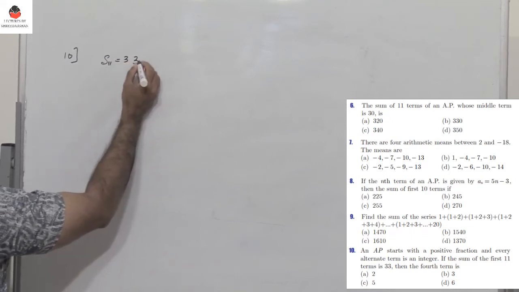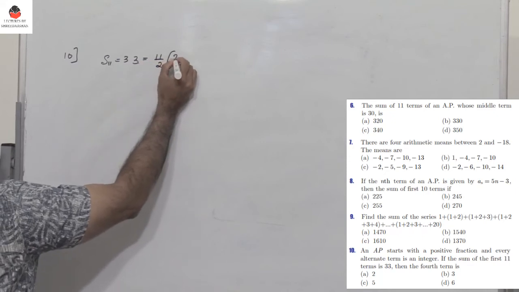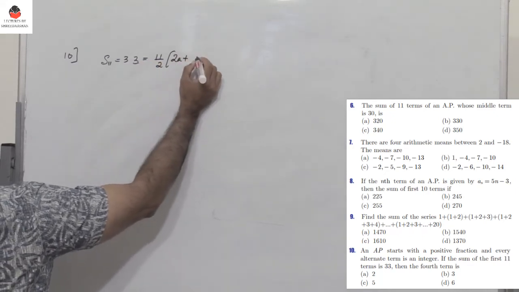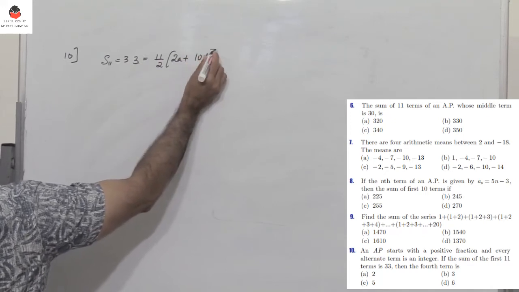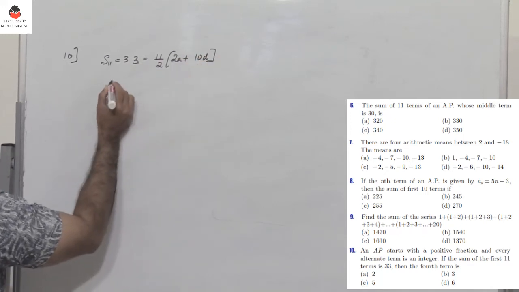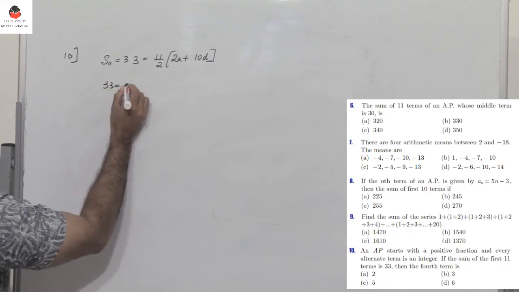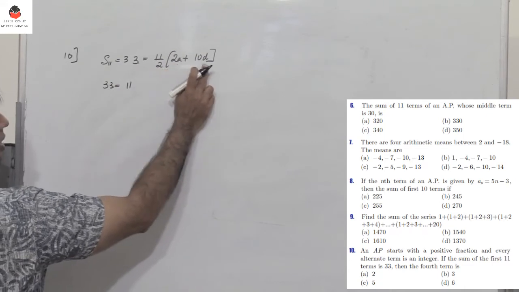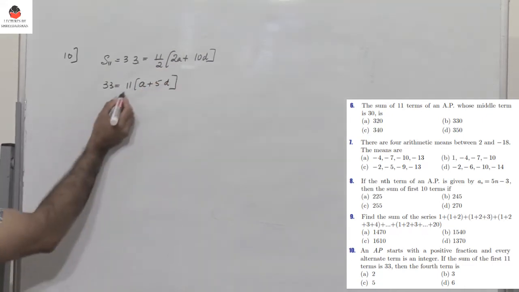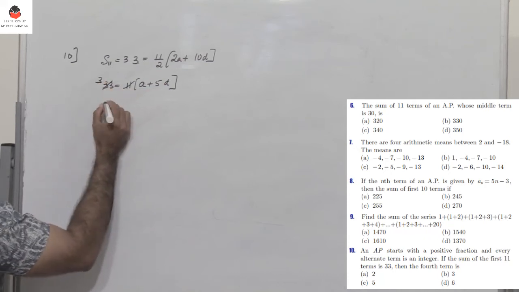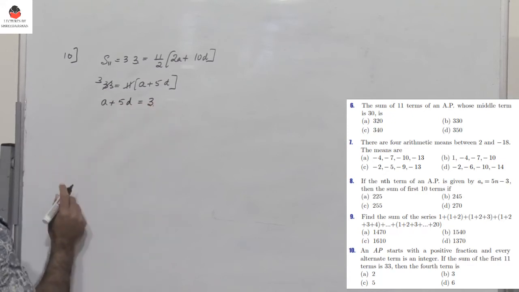So we know that S11 is equal to n by 2, which is 11 by 2 into 2a plus (n minus 1)d, that is 11 minus 1, which is 10d. Alright, so this is 33. So we have 33 equals 11 into, so if I divide both of them by 2, I get a plus 5d. So again 11 3s are 33, so a plus 5d equals 3.